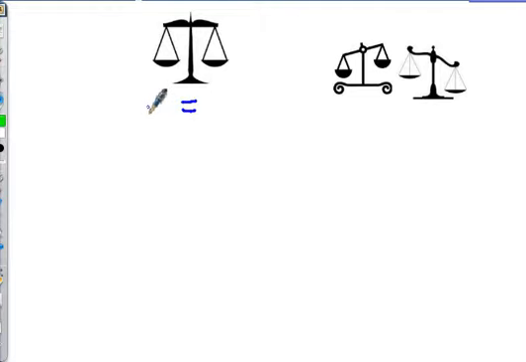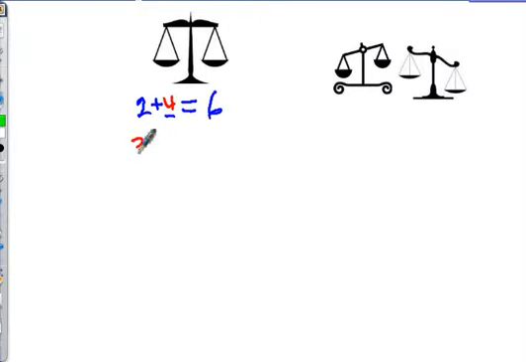So if I had something like 2 plus a number equals 6, the right side of this scale is 6, so you can think of it like 6 pounds. And I know I have 2 pounds over here plus another number. That other number has to be a number that makes this left side 6, so it would have to be 4, because 2 plus 4 is 6. So that's the only number that would fit.